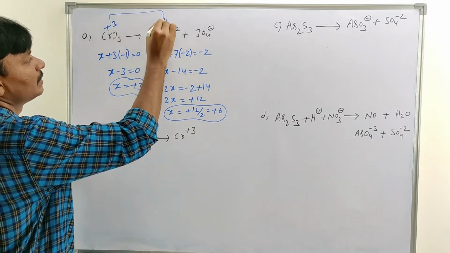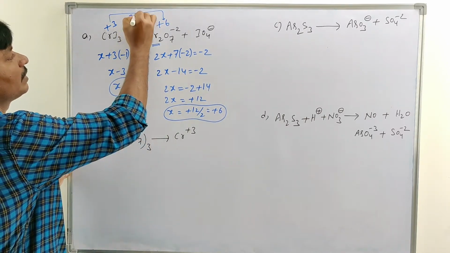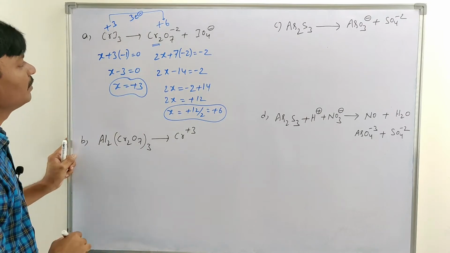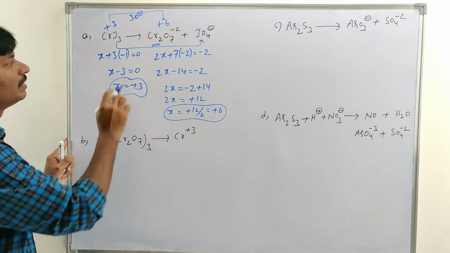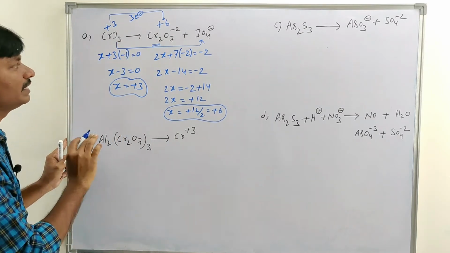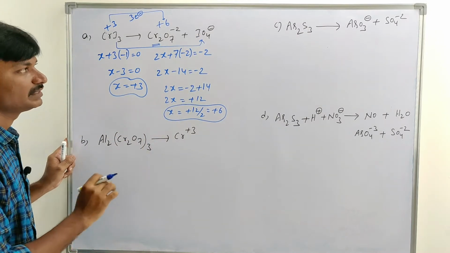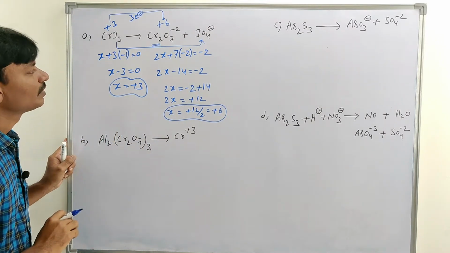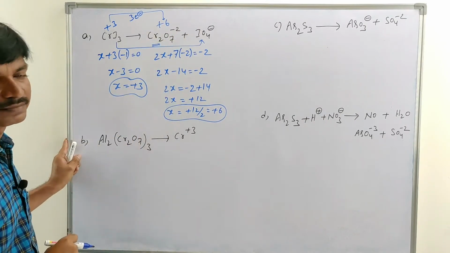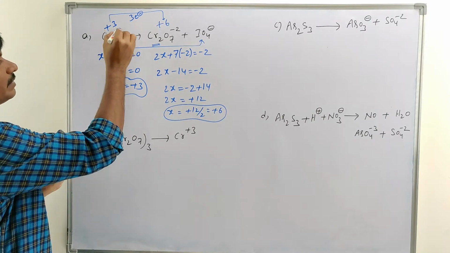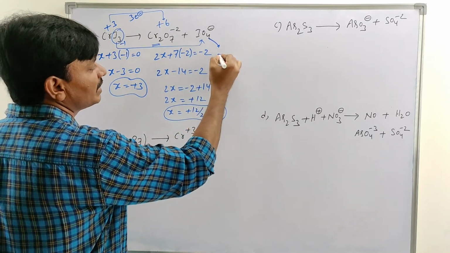In first case, transferring of electrons to chromium, only 3 electrons. Okay, clear? But here, iodine to iodine. 3 iodines are present in CrI3, but here IO4 minus, only 1 iodine is present in IO4 minus. Then how to calculate the oxidation number of iodine in IO4 minus?